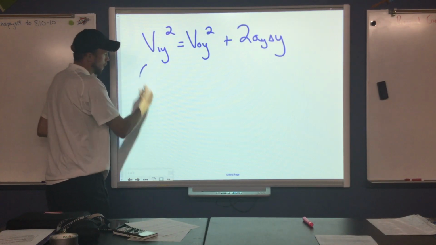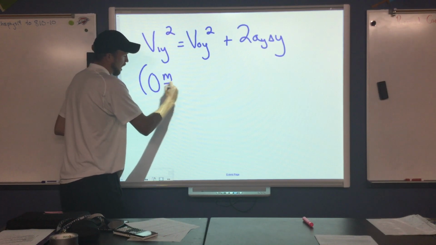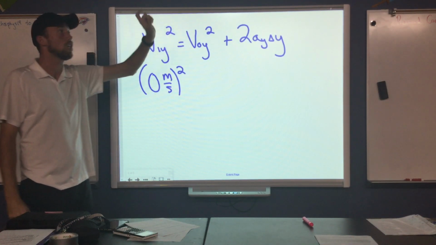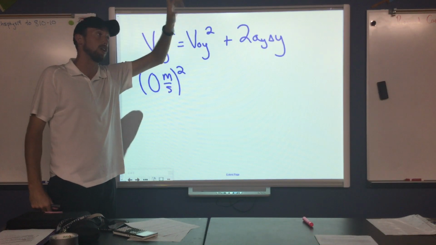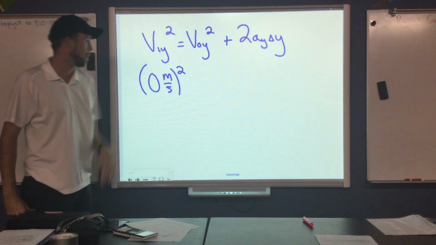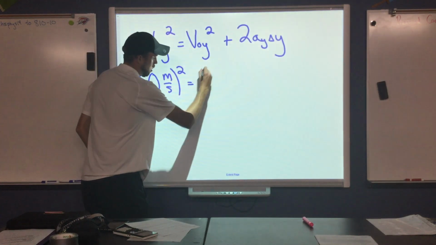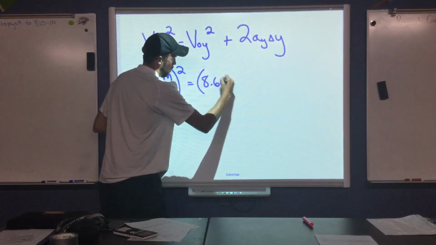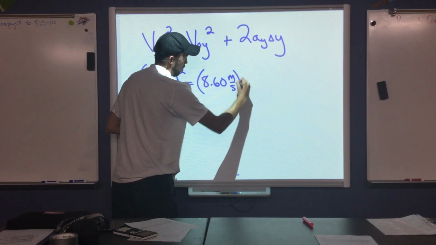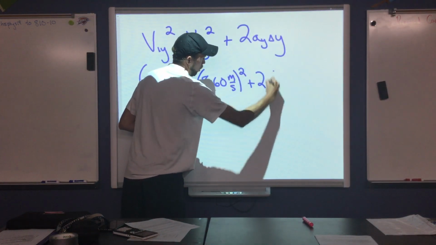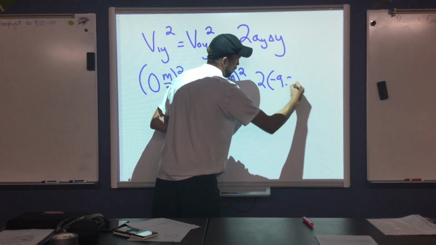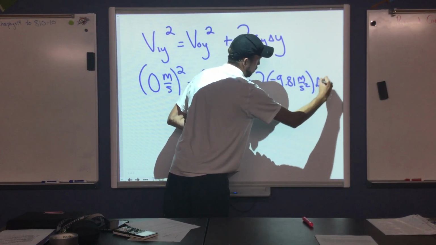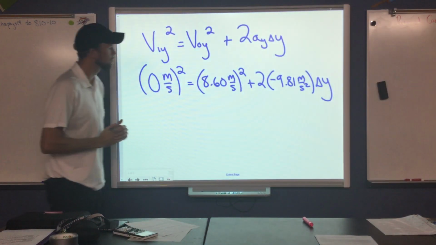So V1 in the y direction, we said was 0 meters per second. Since we are at our highest point vertically, our object has stopped momentarily moving up, and it will then begin coming back down. So 0 squared is equal to 8.60 meters per second squared plus 2 multiplied by negative 9.81 meters per second squared times delta y, which is what we are looking for here.